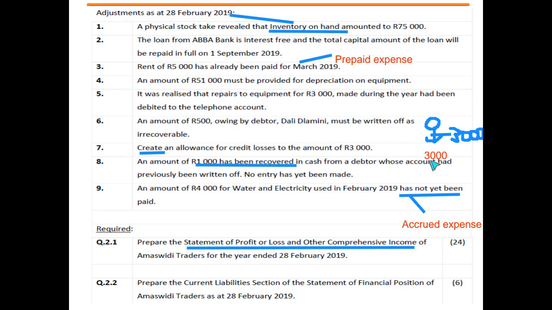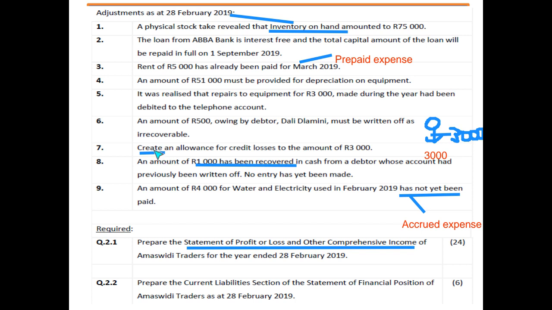Because here it was from 0 to 3,000. So the difference is 3,000. We increased 0 by 3,000. That's why we say it's an expense. But for exam purposes, the minute you see create, ne? Are we together? Just know that it's going to be an expense because it's from 0.